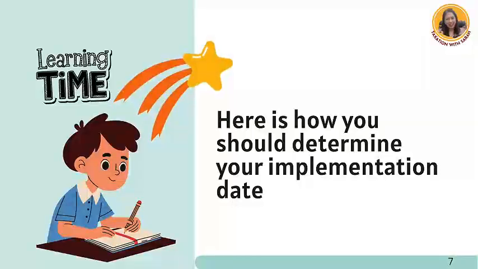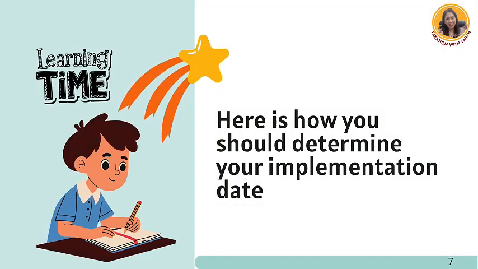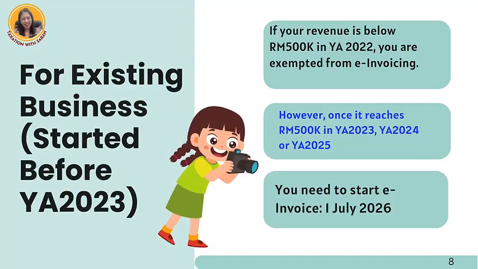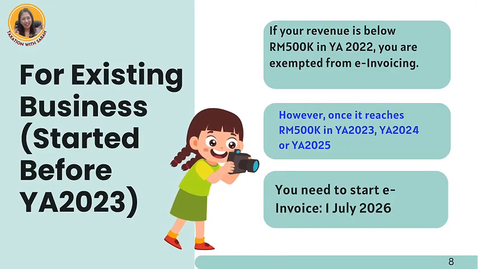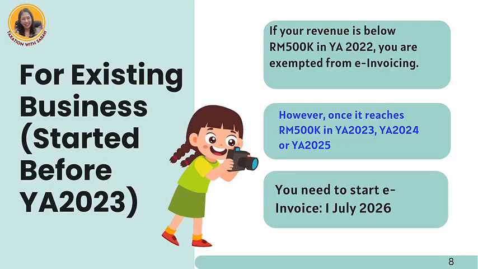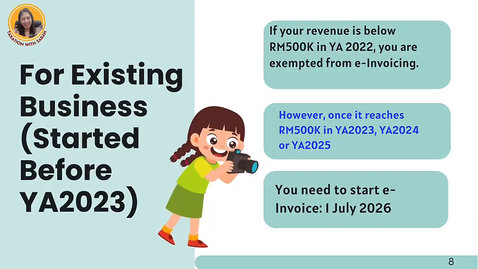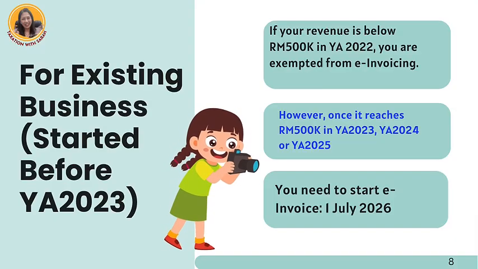Here is how you should determine your implementation date. For existing businesses, started before YA 2023: if your revenue is below RM 500,000 in YA 2022, you are exempted from e-invoicing. However, once it reaches RM 500,000 in YA 2023, YA 2024, or YA 2025, you need to start e-invoicing on the 1st of July 2026.